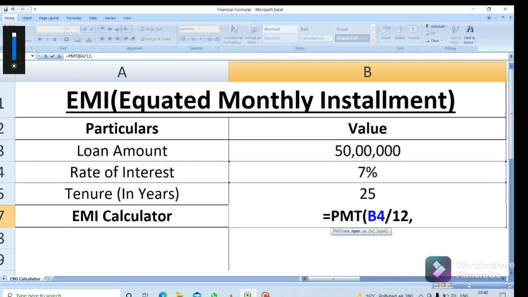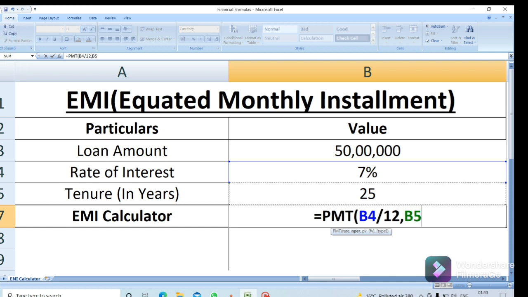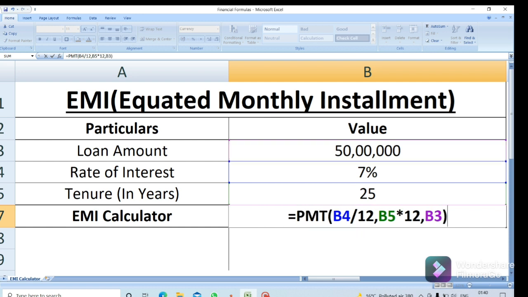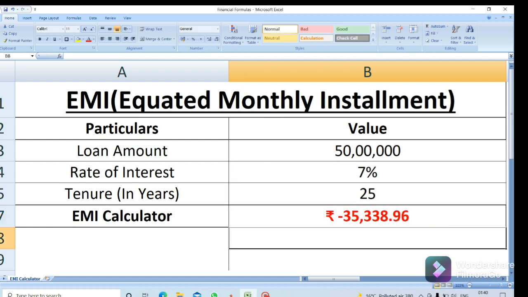Then I will be inputting the tenure, that is the loan duration, which is 25 years, and I will be multiplying 25 by 12 so that I can convert years into months. Last but not the least, I will be inputting the principal value, that is the loan amount, which is 50 lakh rupees. After inputting all the three values, I will press the enter button, and that will give me the EMI which I need to pay on a monthly basis.